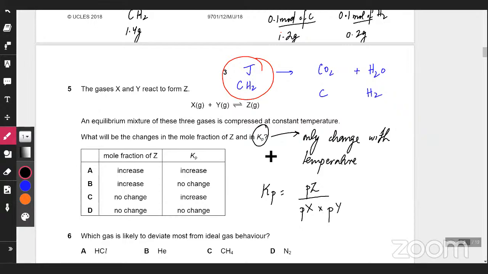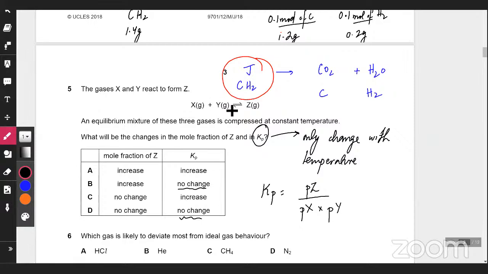So they're saying, what happens to the mole fraction of Z now? One thing is clear, that Kp is not going to change. Remember that the value of Kp and Kc only changes with temperature. That's the only thing that changes the equilibrium constant. Otherwise, the equilibrium constant is a constant, which is why you use the word constant. Never changes. But the other part, now he's talking about the mole fraction.